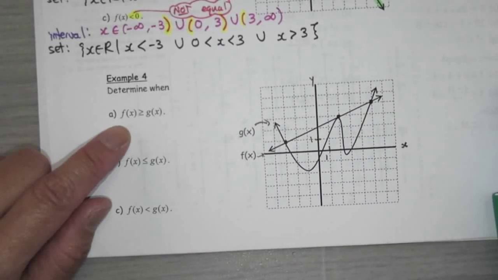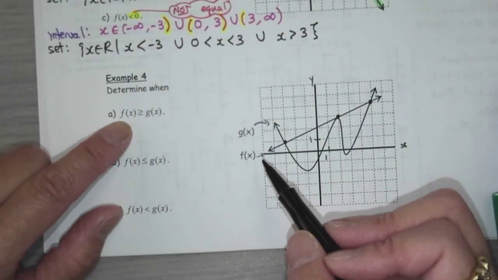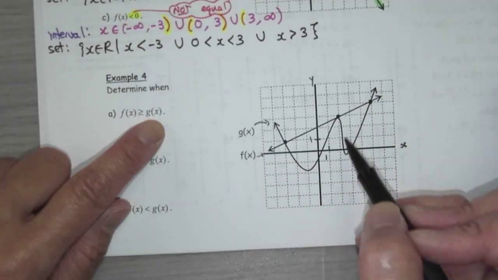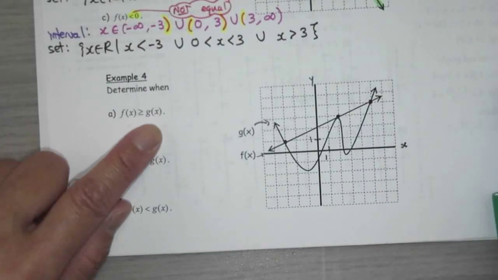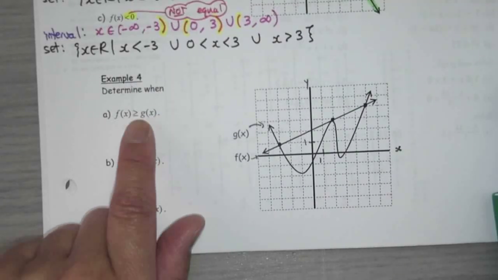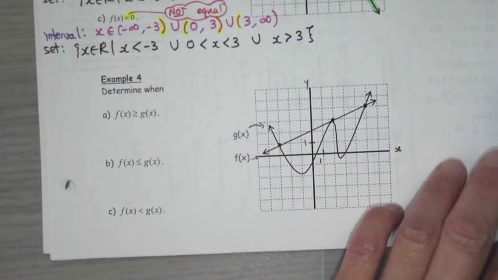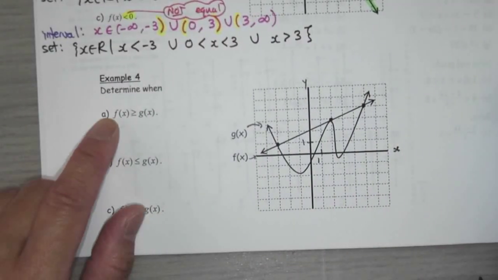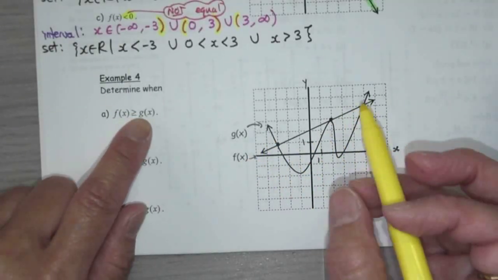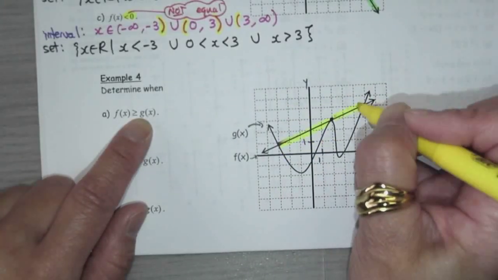So this is asking you, when is the f function, which I said is the line, above the polynomial? Or alternatively, you can read it from right to left: when is the polynomial below the line? Either way you read it, you get the same answer. So when is the line, f of x, above the polynomial? The line is above the polynomial here and here.